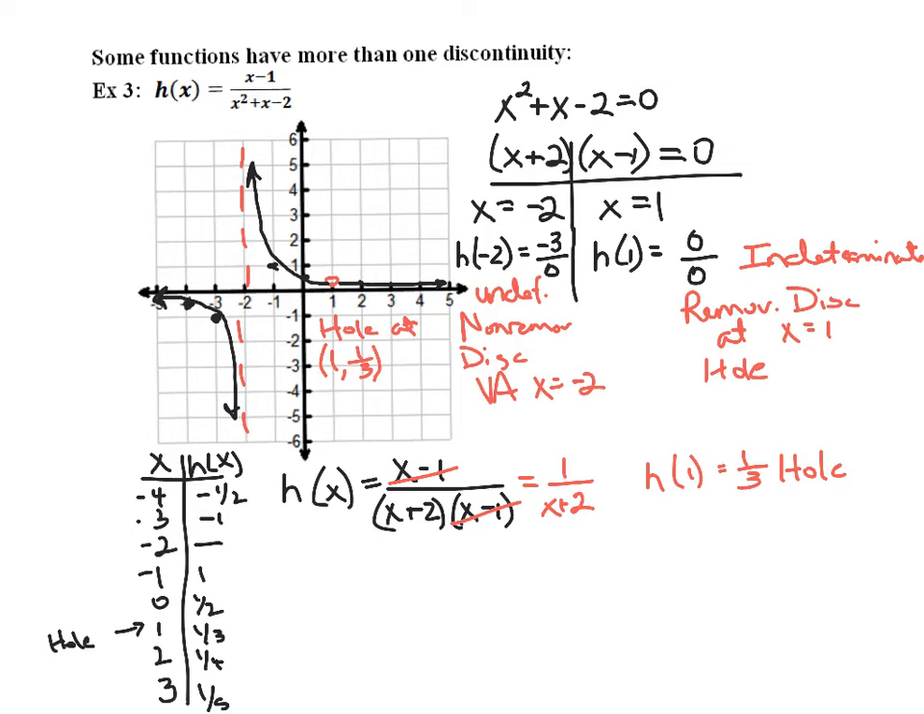Two things are very important when we are identifying discontinuities. First of all, we have to make sure that we tell what kind of discontinuity we have at each spot. And secondly, we have to make sure that we're telling the x-coordinate for those discontinuities. Lastly, whenever we have a hole, we are going to have to make sure that we find the y-coordinate of the hole so that we can graph it correctly.